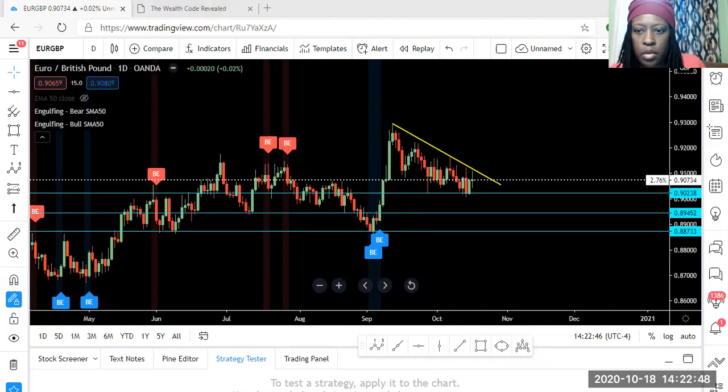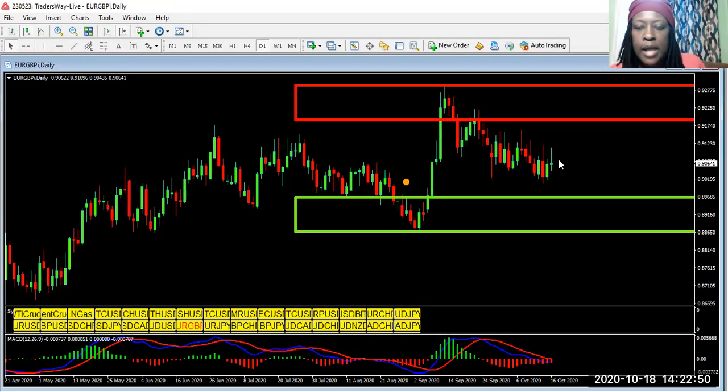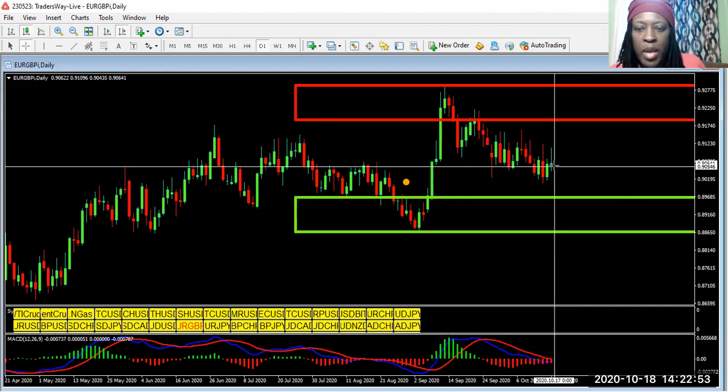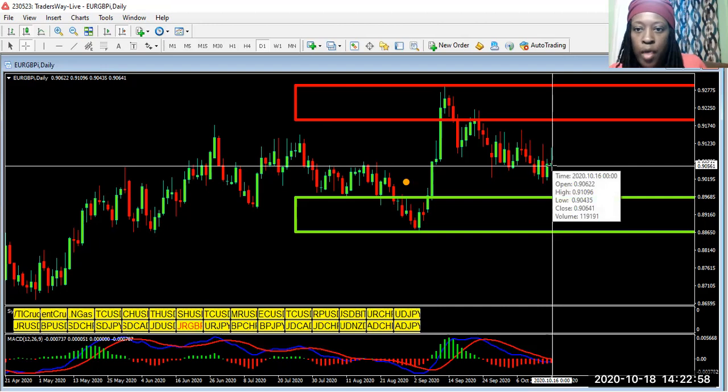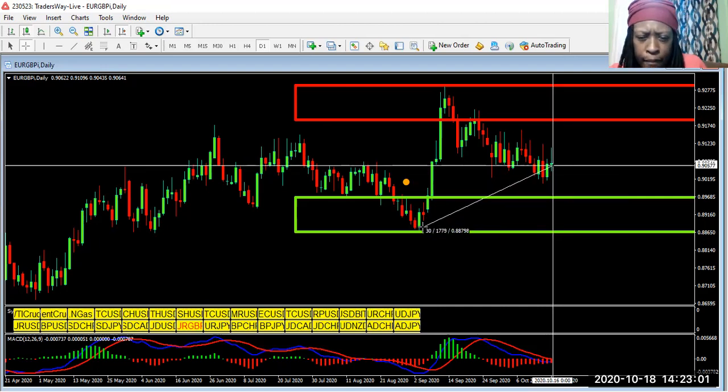I already know what I did wrong. Well, I didn't do it wrong, but it's the way the pips are not calculated, but the way they show up is different. So from this area right here down here, it's about 1857. But on MetaTrader 4, you have to put the decimal point between the last two numbers. So that is actually 186 or 188 pips.